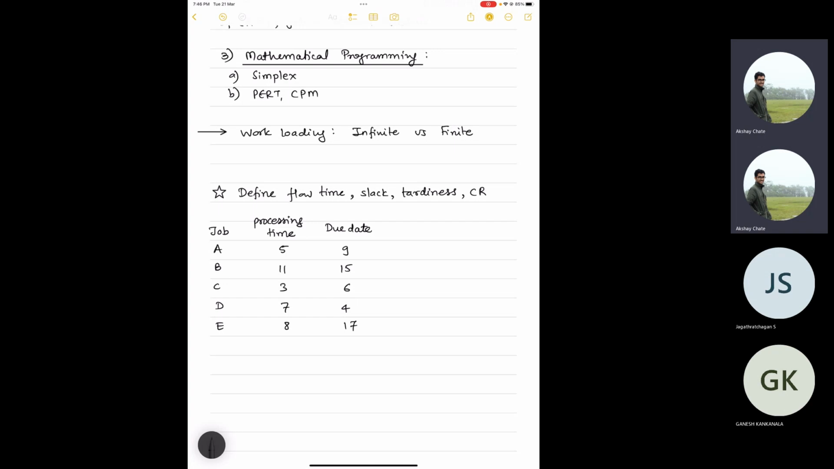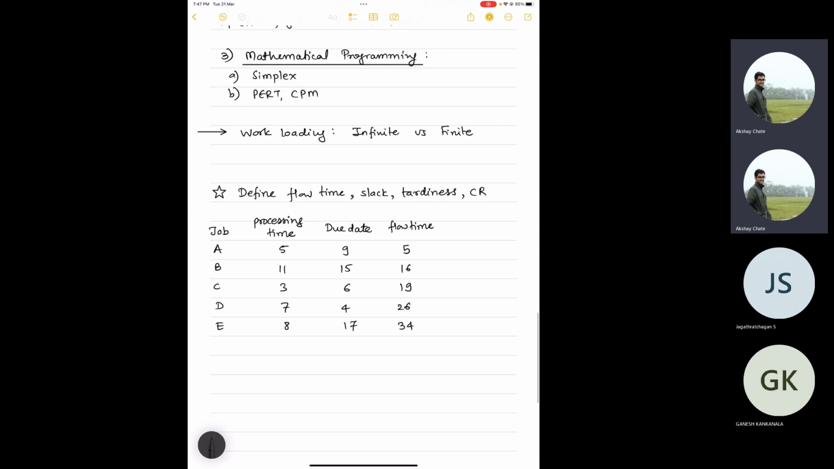So then the flow time. If you start from, let's say, 0, and you need 5 days to produce the first job A, the flow time will be 5. Then you need 11 more days to produce B, so 5 plus 11, the flow time will be 16. Then you need 3 more days to produce job C, so that will be 19. You need 7 more days for D, so 19 plus 7 will be 26. And you need 8 days for E after 26, so that will be 34.